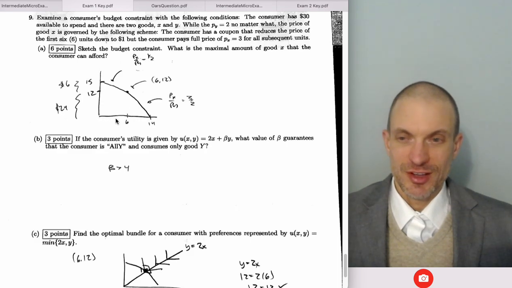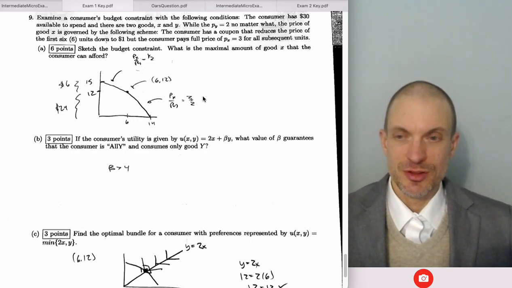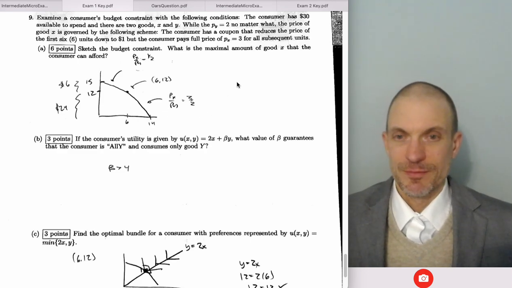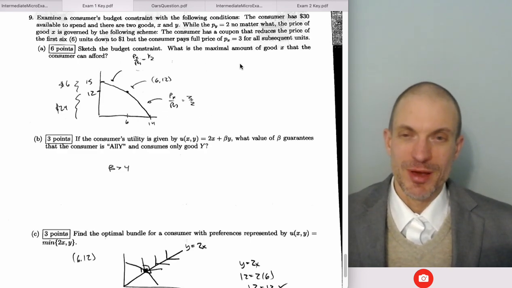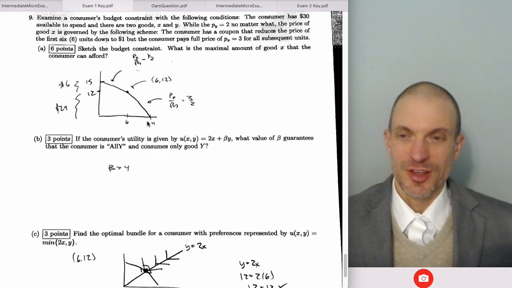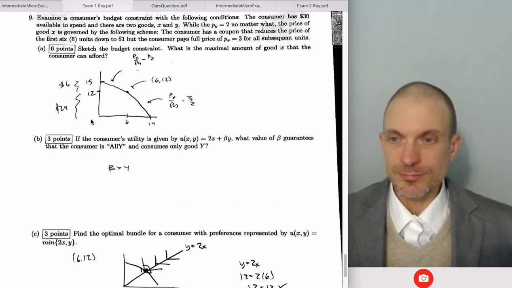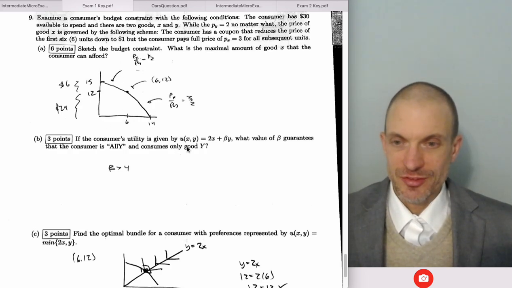Or after spending $6 to get those first 6 cookies, I could spend the remaining budget on cookies. I've got $24 remaining, remember, but now it's going to be $3 each. So 24 divided by 3 is 8. 8 plus 6 is 14. All right, so that's that part.